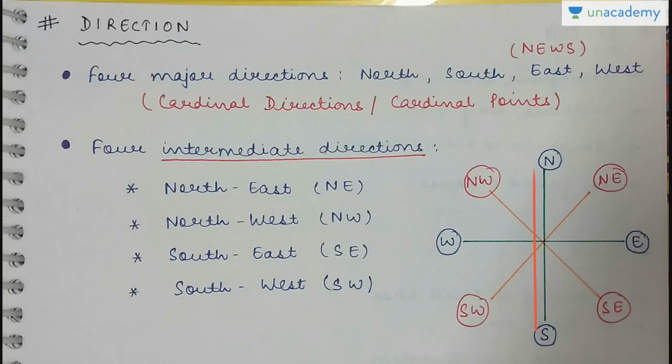So these are the 4 major directions: north, south, east and west. And then these are the 4 intermediate directions: northeast, which is between north and east; southeast, between south and east; southwest, between south and west; northwest, between north and west. Now you should know the directions. Why?